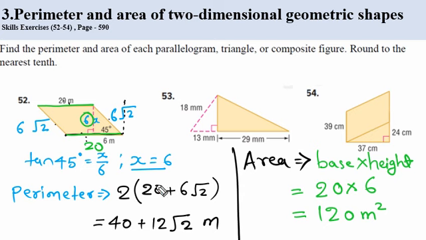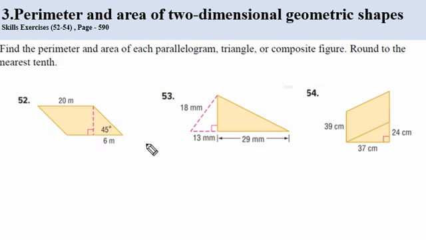In the options, you will check what is the similar option. If they take any common factor here, then simplify this further. Okay, so let's move on to the next question. Now the next question is 53.